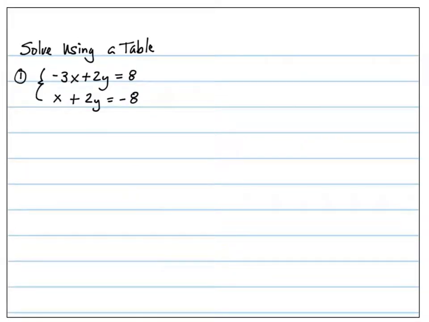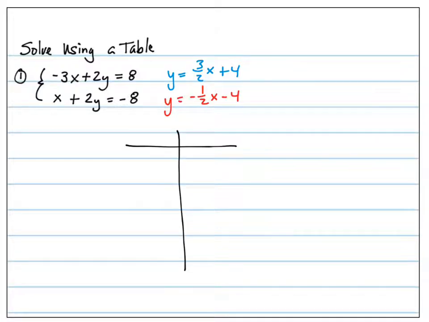This time we want to solve the same problem using a table. Remember, these are the same equations we just saw, so we can go ahead and rewrite these. This one should be y equals 3 over 2x plus 4. This one is y equals negative 1/2 x minus 4. When we say solve by tables, you could plug in your x and y values consistently, or you can use your calculator to help you out.